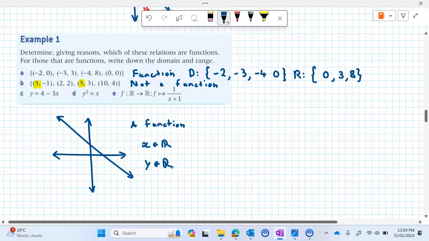For number d, y squared equals x. Well, if we think about it carefully, if y equals -2, then -2 squared is equal to 4. And if y is equal to 2, then 2 squared equals 4. And so 4 is the x value, so x equals 4 has 2 y values, -2 and 2. So this is not a function.